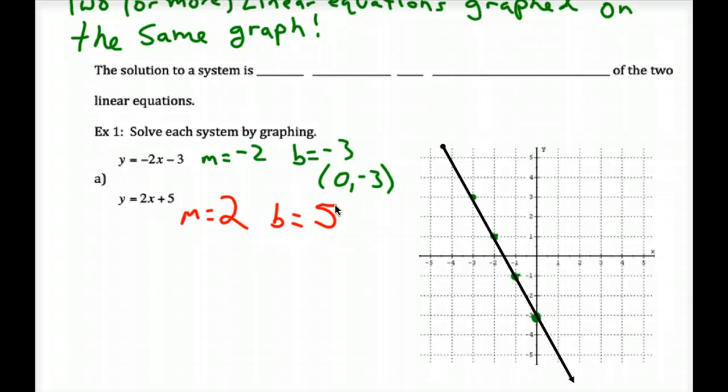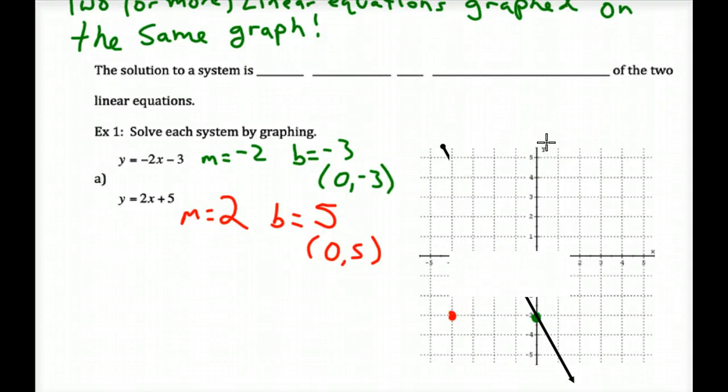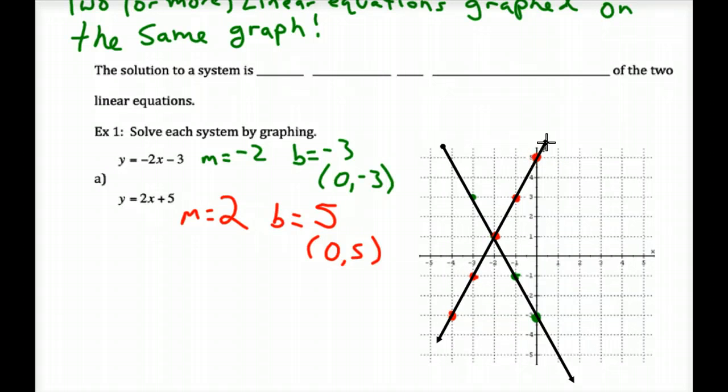Graph that one on the same graph. Watch what happens. The y-intercept is b, 5. (0, 5) is the y-intercept, and a slope of 2. Well, there's no more graph, so I'm going to go down and left instead. Very important right there. Let's graph our line. How many people got something like that?